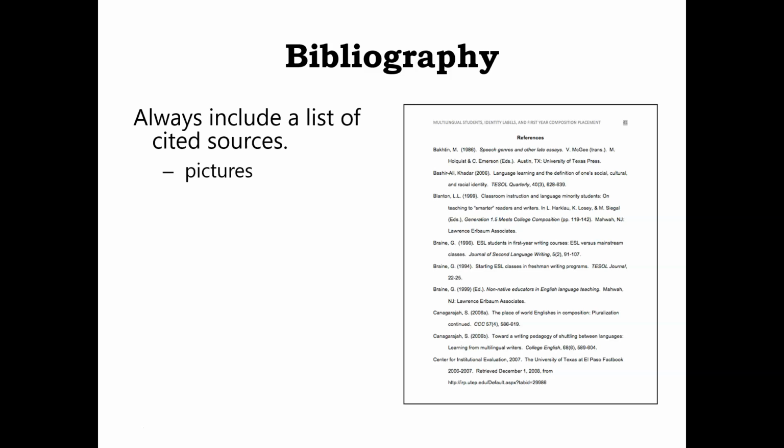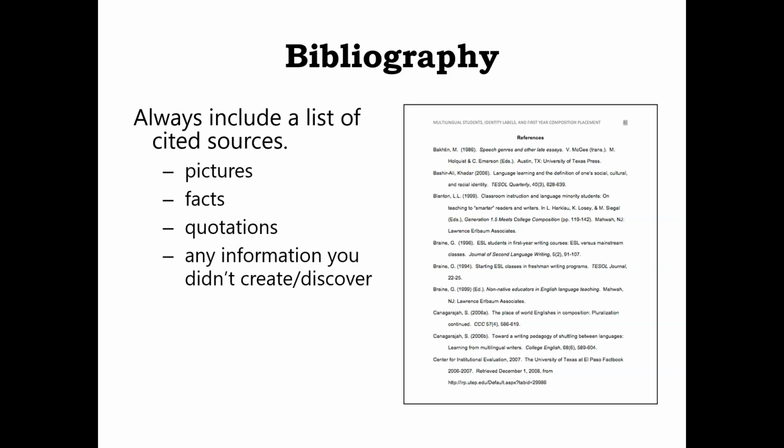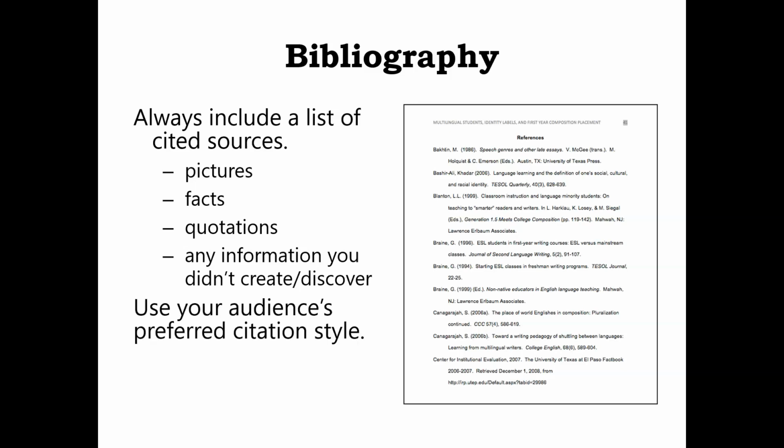If you include a picture, for example, a fact, a quotation, pretty much anything you didn't create or discover on your own, you want to cite it in a bibliography. Use whatever citation style that your audience prefers. For technical communication classes, the technical communication discipline as a whole uses APA style. So generally speaking, we use APA. Also, IEEE style. We use that as well. Other disciplines, if you're working in English, you'd use MLA. I could go on, but the point is use whatever citation style your audience prefers.